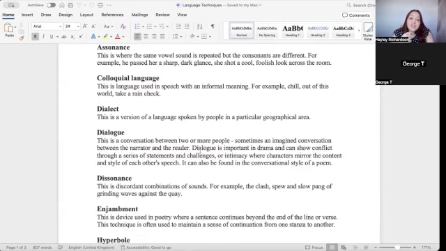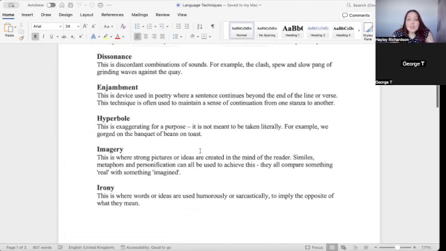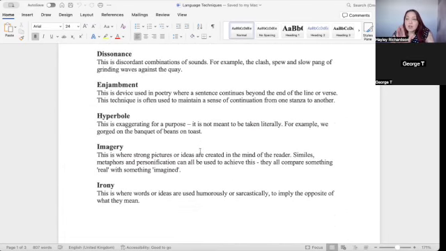Dialect. This is a version of a language spoken by people in a particular geographical area. So for example, Wey aye pet is from Newcastle. You wouldn't hear someone from Tring, like me, say Wey aye pet. That would sound really weird. Now, it's not a different language, but it's almost an add-on of certain words to the English language for that particular area. Dialogue is obviously a conversation between two or more people. You can definitely use that, referring to it with regard to your plays and things like that.